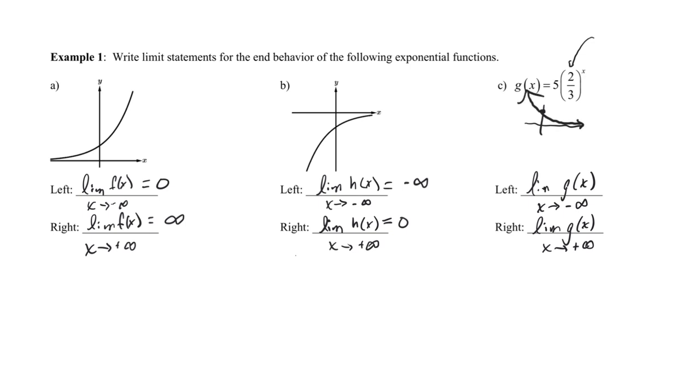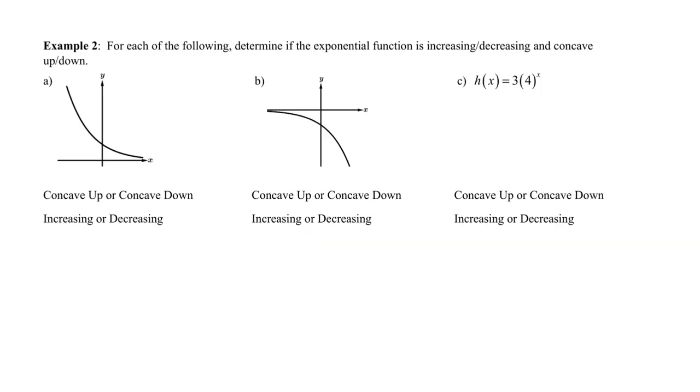And now we can answer that question. As I move to negative infinity, my graph is moving to positive infinity. And then as I move to positive infinity, I'm flattening out at 0. So my limit is approaching 0. And that's it. All right, let's move on to example 2 here.